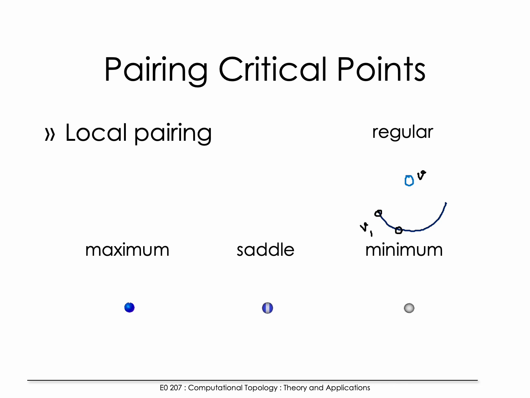V1, V2, V3, and V4. Right. So I insert V, and when I insert V, I create a new component. So I create a new cycle. So V is a creator. V is a creator.